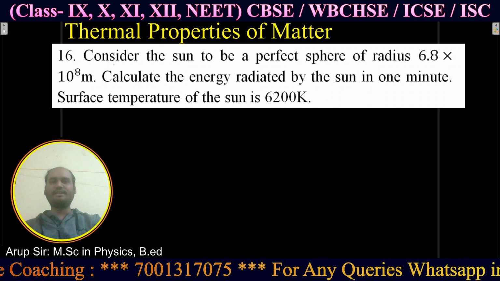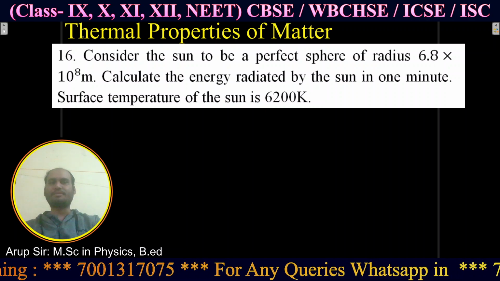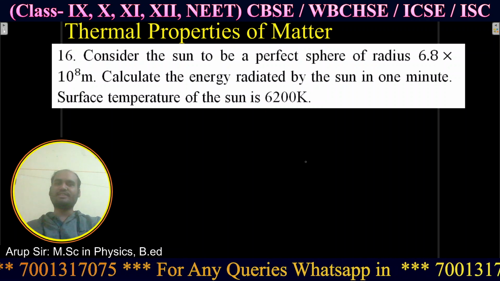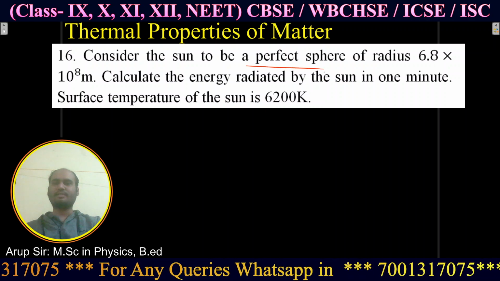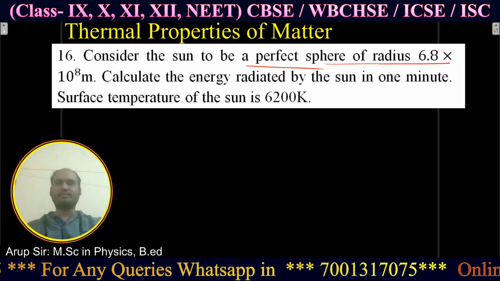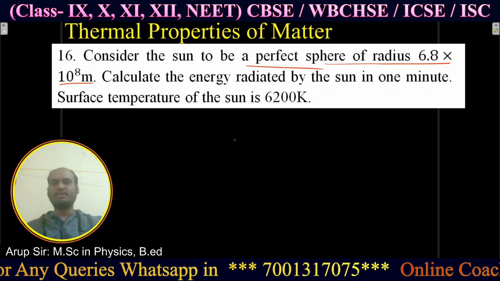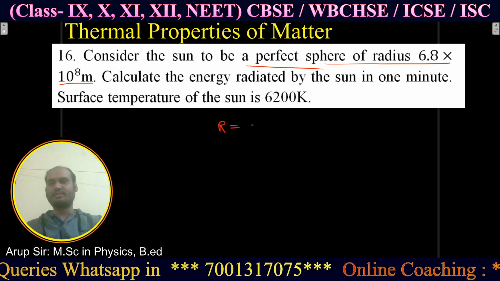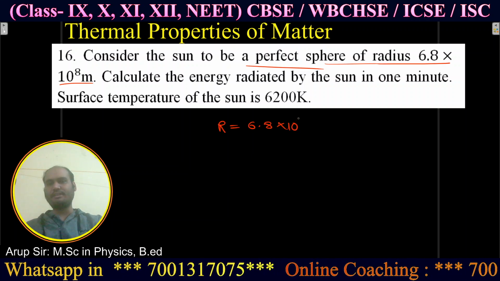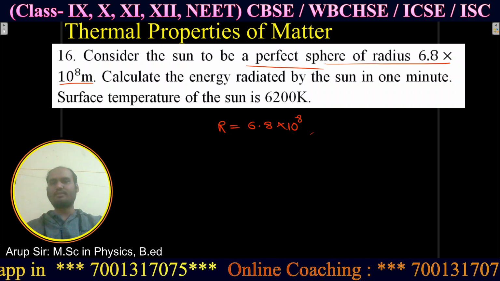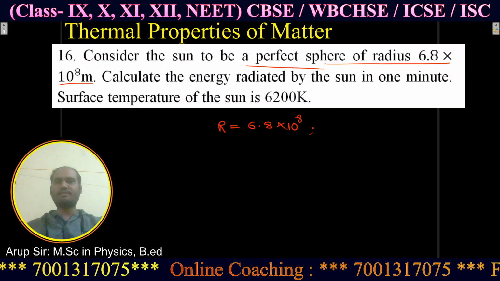Okay, this question is about black body radiation from thermal properties of matter. So consider the sun to be a perfect sphere of radius 6.8 into 10 to the power 8, and from here you can get the surface area. But what is the question at first?